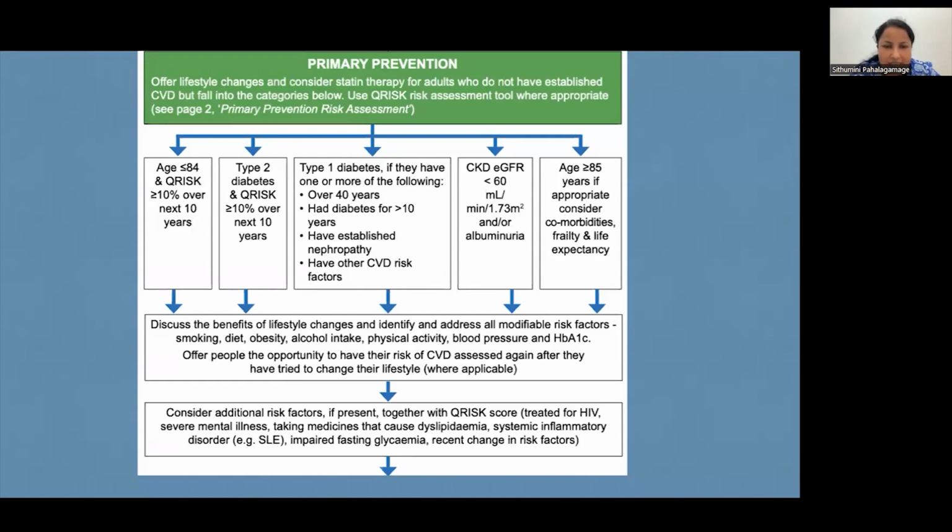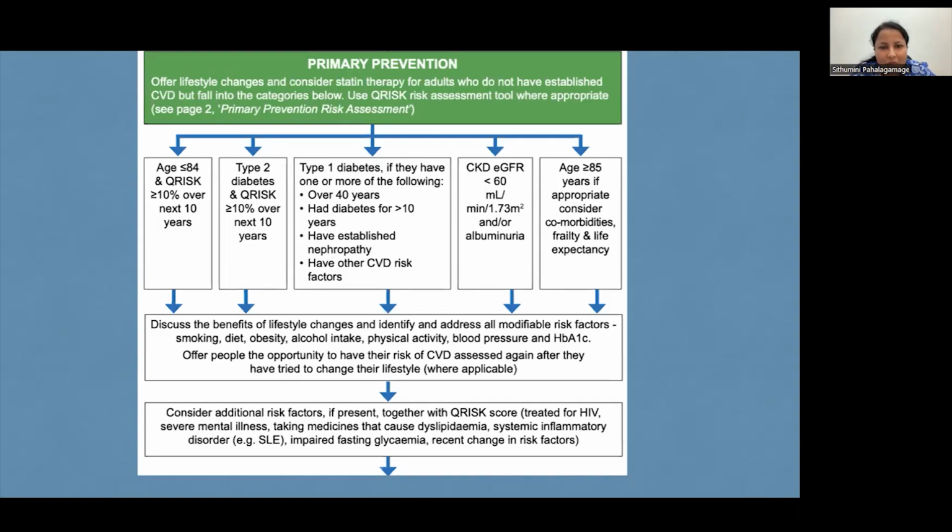And what they say is, in these patients, in these people with high risk for atherosclerosis, their risk assessment tool is called Q-risk, and they say if it's more than 10% over the next 10 years, to intervene. And if the patient has type 2 diabetes and their Q-risk score is more than 10% over the next 10 years, intervene.